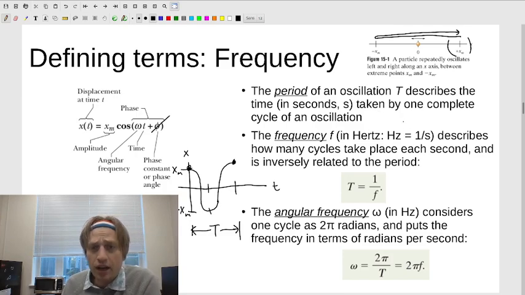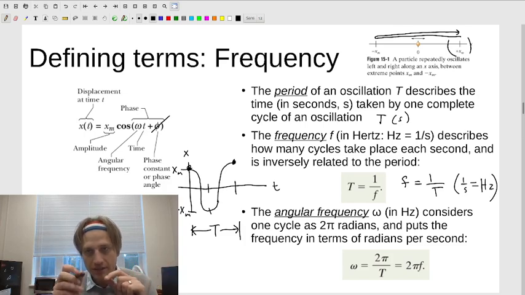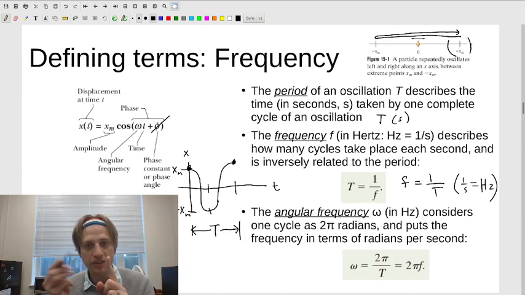Then if we wanted to talk about the frequency, it would be 1 over the period. Okay, so period is in terms of seconds. If you have frequency, it's going to equal 1 over the period. So that would be 1 over seconds, which is a unit that we call hertz. So for instance, if you had 10 hertz, that means that your object is going back and forth and back and forth and back and forth, 1, 2, 3, 4, 5, 6, 7, 8, 9, 10, all within the span of 1 second.